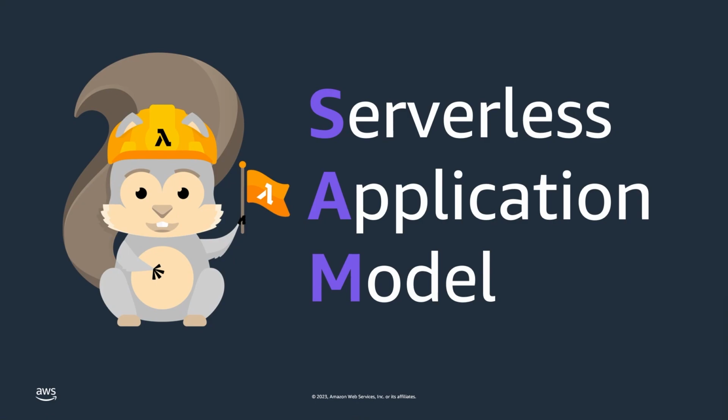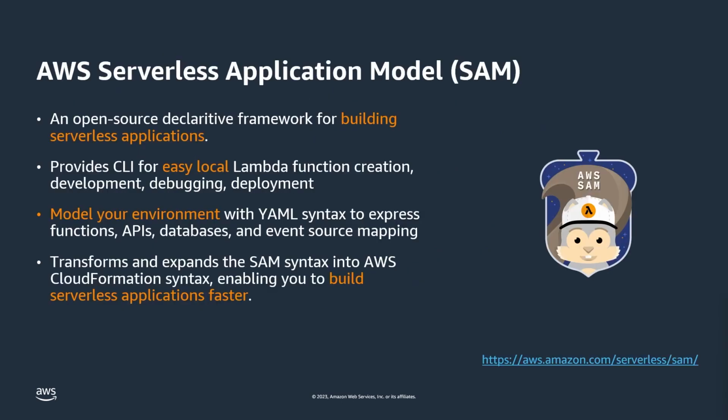So let's look in a little bit more detail at the AWS Serverless Application Model, or SAM for short. So what is the AWS Serverless Application Model? Firstly, it's an open source declarative framework for building serverless applications. When you think of serverless functions, you think of Lambda. It provides a CLI for easy local Lambda function creation, development, debugging, and deployment. One thing that's really great about SAM is that you can model your environment with YAML syntax to express functions, APIs, or other resources like databases.